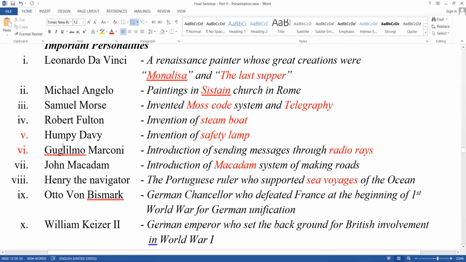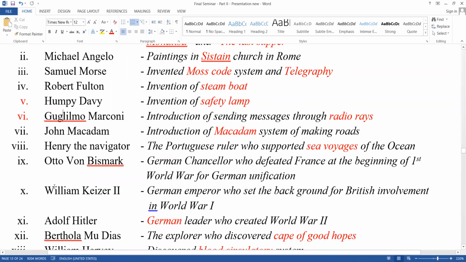Kaiser William II was the German emperor who set the background for British involvement in World War I. So the first one was William the First, and this is the second one. Adolf Hitler was the German leader who started World War II. Bartholomew Dias was the explorer who discovered the Cape of Good Hope.